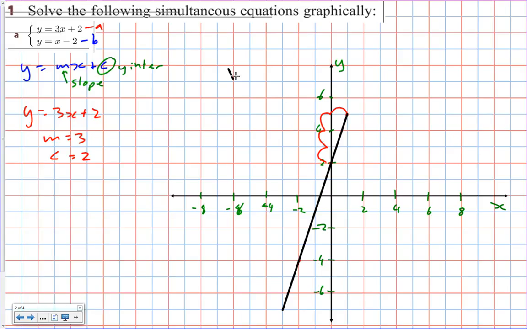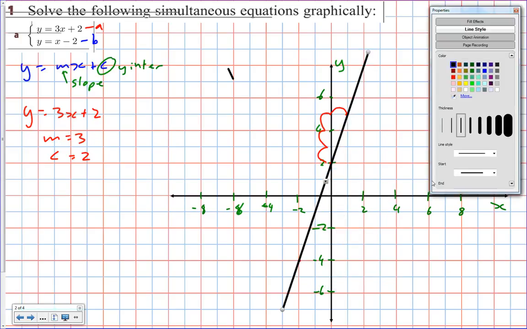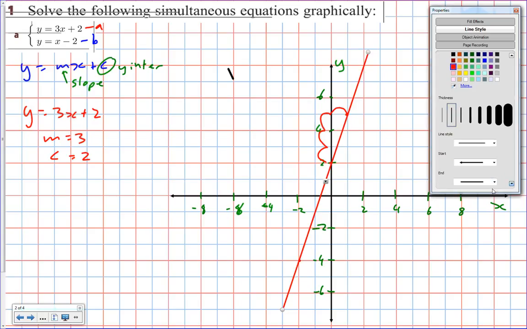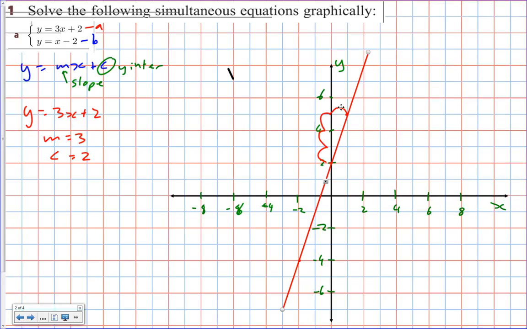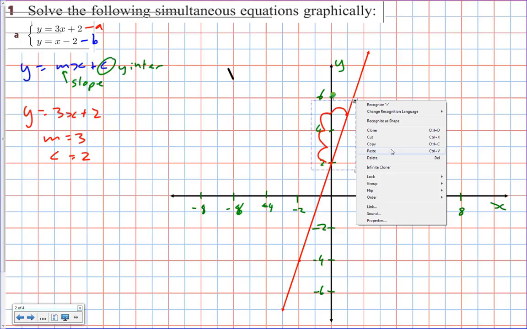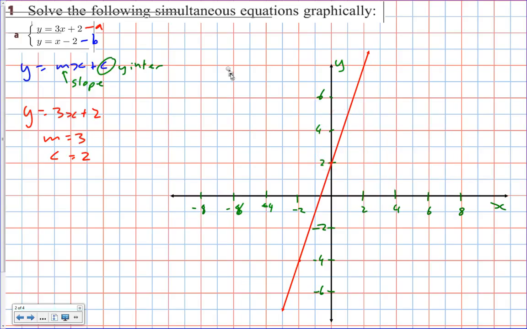Then we can draw an extra one there. So on this here, let's just tidy it up a little bit. Make it a little bit longer that way. Let's get our properties, make it slightly thinner, and put our arrows on it. So that's our red line there. Let's delete those, and let's just get rid of that one. So that's our first line there.